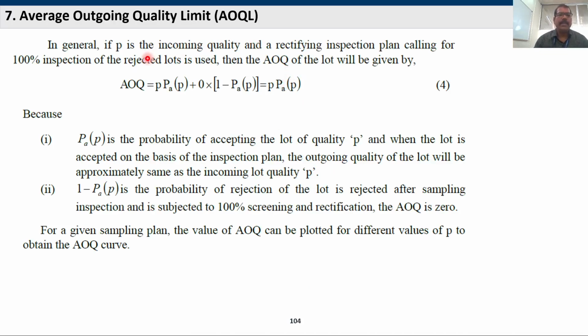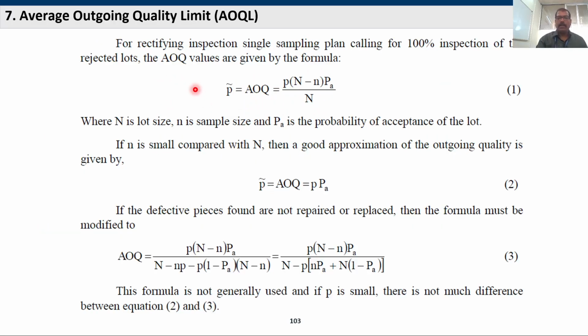In general, if P is the incoming quality and a rectification inspection plan calling for 100% inspection of the rejected lot is used, then AOQ. So this is what people will be looking forward to. They are not going to take this one because they inspect and simply don't want to reject. So equation number 3 is mostly not preferred by the industry, because they are not considering the replacement or rectification inspection plan.